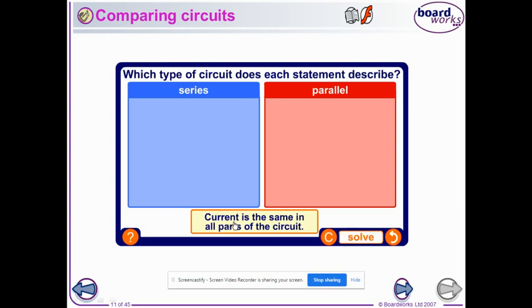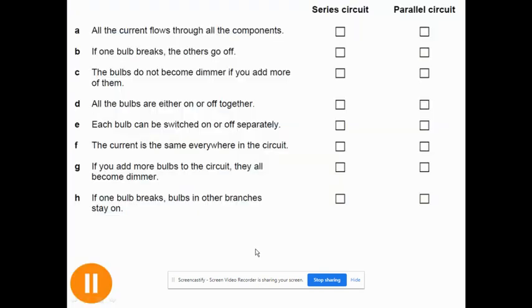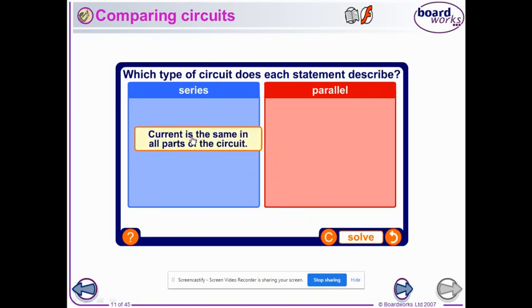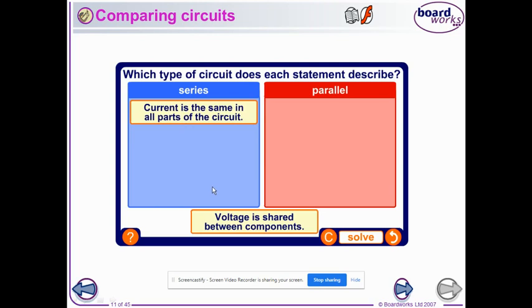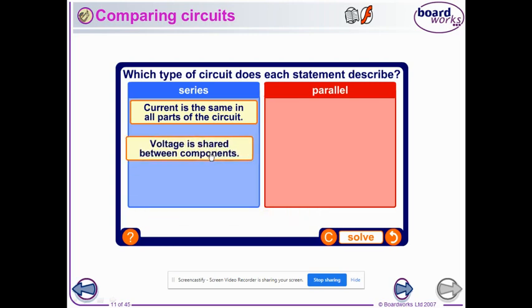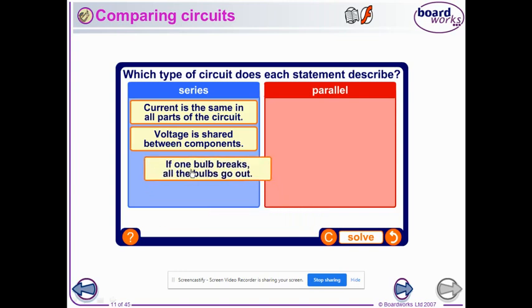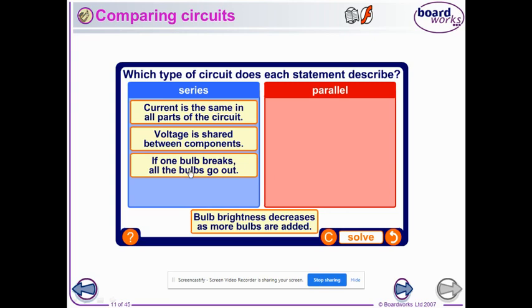So current is the same in all parts of the circuit. You should have put that in series. Voltage is shared between components. Well, that's when components are in series. If one bulb breaks, all of the other bulbs go out. Well, that's when there's only one path for the current to take. So that's also going to be series.